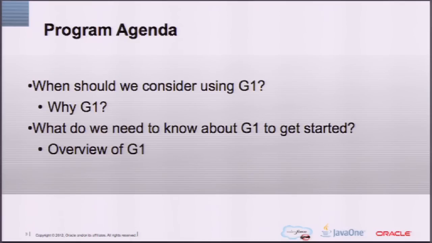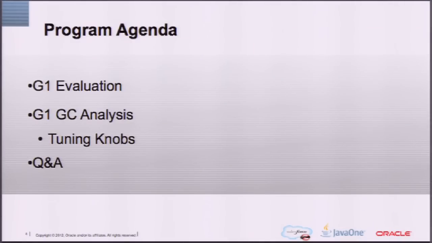So the program agenda here: the first half of this session, you're going to hear me talk about laying the groundwork for why we would want to use G1 and give you an overview of how this thing works. We need this background to understand how to go about evaluating G1 as a GC, which is going to be the second part that Monica's going to cover. Then she's going to move into how we do this analysis of G1. In other words, how do we take the information that's coming out of the GC logs, figure out what it means, and then if we need to do some tuning, what is that tuning that we need to do? So here's the second part that Monica will present.